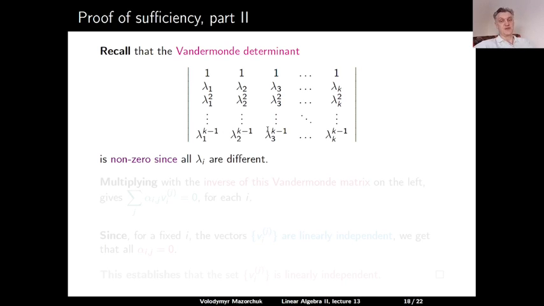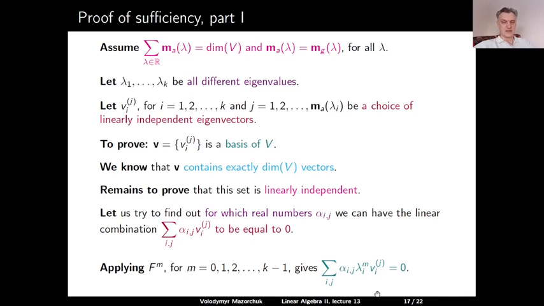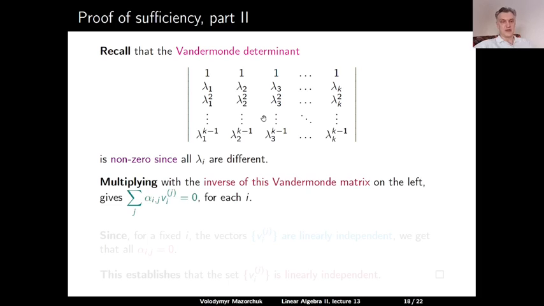So in particular, this matrix is invertible, and if we multiply with the inverse of this matrix on the left, so if we start from our system of linear equations, which we get here, so we have k equations, and we multiply the matrix of the system with the inverse of this k times k matrix on the left, we will reduce our system to the following system of linear equations, where we have the equation the sum over j, alpha ij Vi upper j is equal to 0 for i between 1 and k.